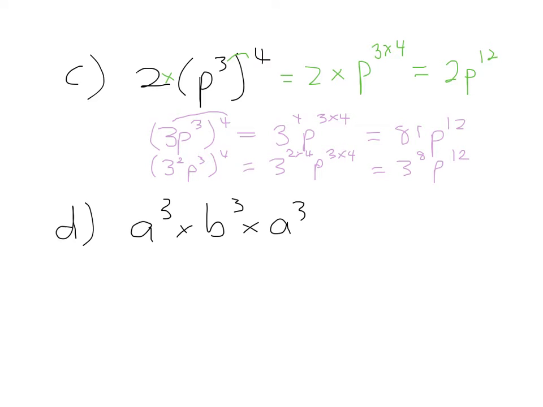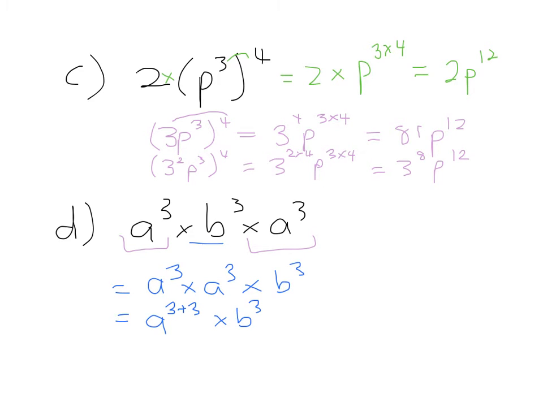For the next question, what we need to do is firstly collect the like terms together. So it's going to be a cubed times a cubed, then we've got that b in there as well, so times b cubed. Now with our like terms, a cubed times a cubed is going to be a to the power of 3 plus 3, times b cubed, and that will be a to the power of 6 and then b to the power of 3.